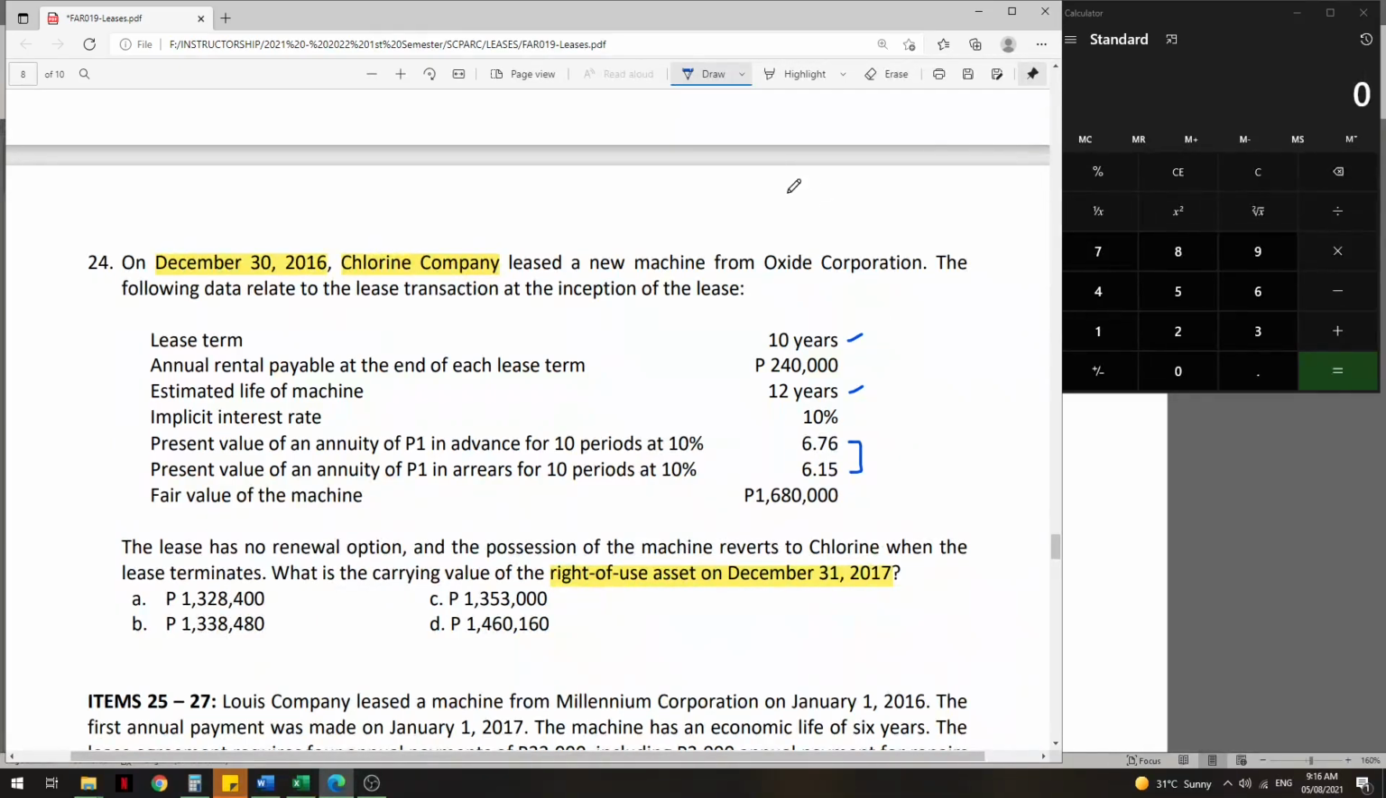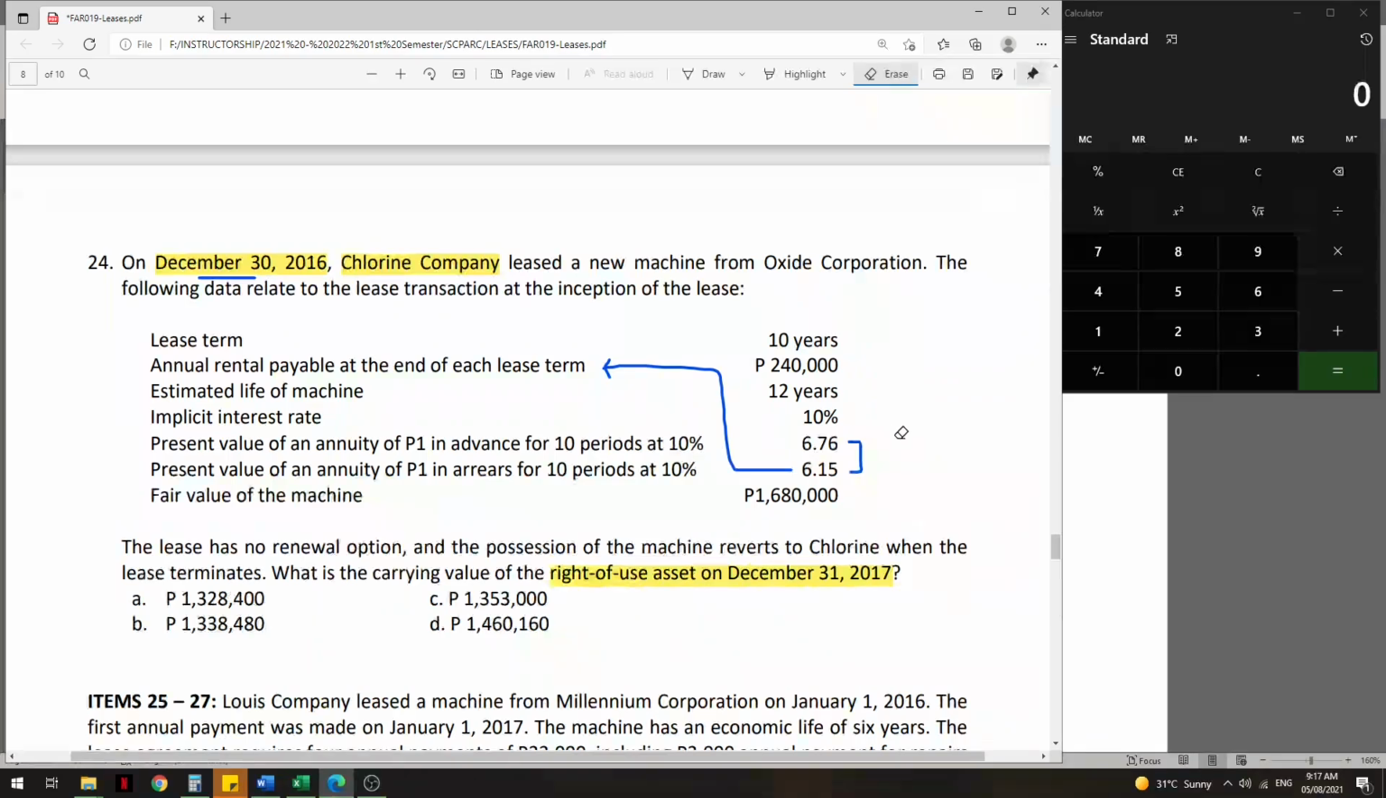And to that, guys, I would say the present value factor you use should always match the timing of the payments. If the first payment falls on the initial date, that means you will use in advance. But if the payment is 1 year after the initial date or later than the initial date, you will use present value of ordinary annuity or annuity in arrears. This is the second one.